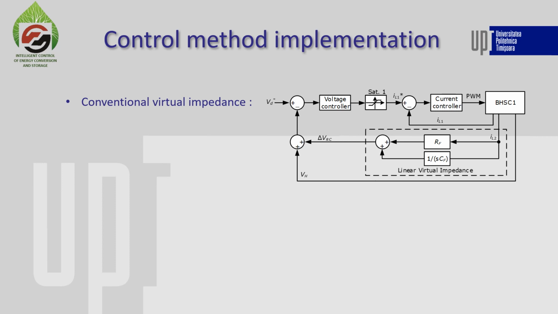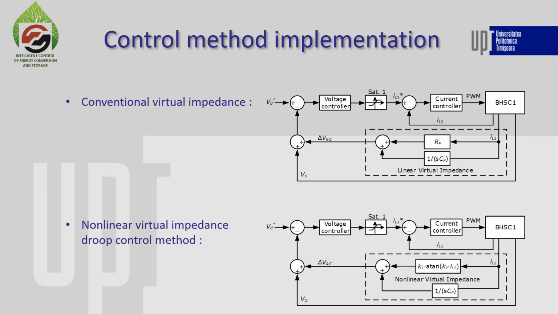The implementation of the nonlinear virtual impedance droop control method is similar to the conventional virtual impedance droop control implementation, with the difference that the linear filter resistance is replaced by the nonlinear function, defined in a similar fashion to the nonlinear droop method, as an arctangent function.